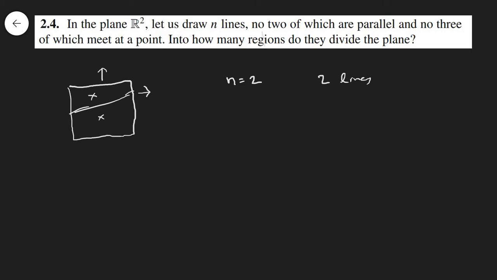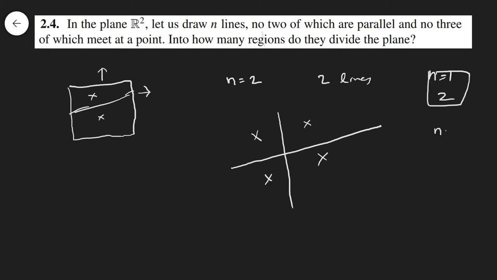So when n equals 2, we have two lines in our hand, and the condition says these two lines cannot be parallel, and no three lines meet at a point. We do not have three lines yet, so we'll worry about that later. So here is one line, and I'm drawing another line which is not parallel. So what happens is we divide the plane into four parts, four regions. So for n equals 1 the number of regions is 2, and for n equals 2 lines, we divide R2 into four regions.